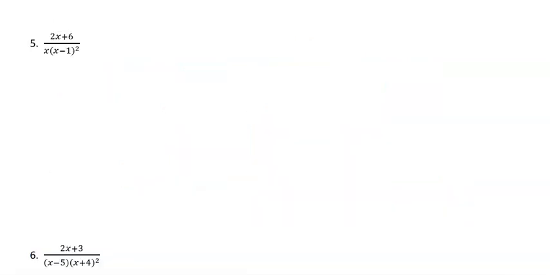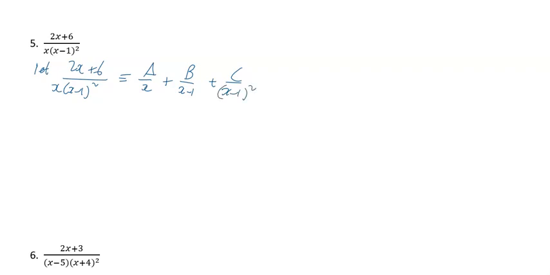Okay, in the next example, a very common type of question where you've got a combination of the normal sort of method and then the repeated linear factor method. So again here in this one, just say let 2x plus 6 all over x times x minus 1 squared be identically equal to a over x, and then the repeated linear factor bit, b over x minus 1 plus c over x minus 1, and that one is squared.